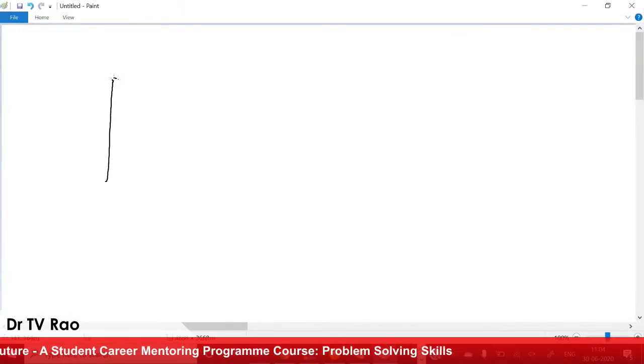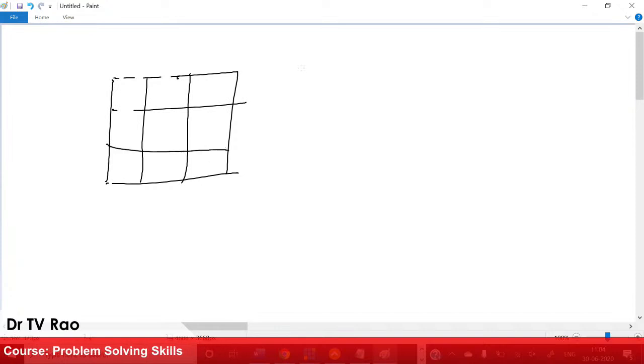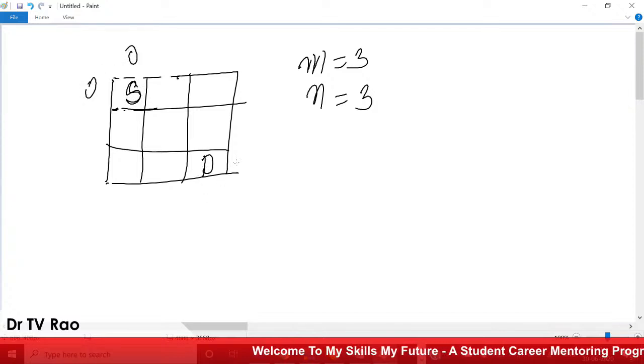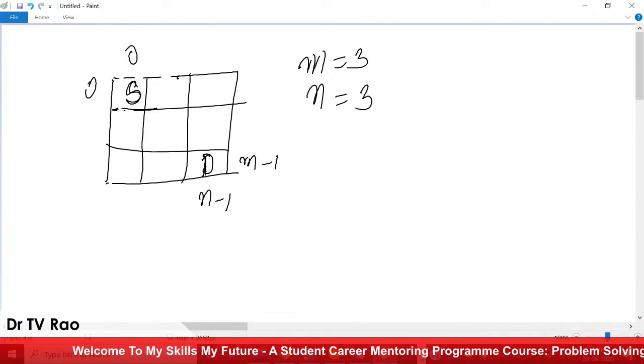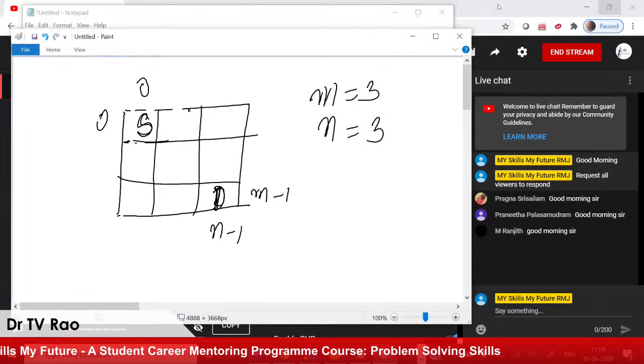So given a matrix of size 3 by 3, say m equal to 3, n equal to 3. So you are here, you need to reach this location. You are at cell 0 0 and you need to reach m minus 1, n minus 1. So tell me how many different ways are available, in how many different ways you can reach.